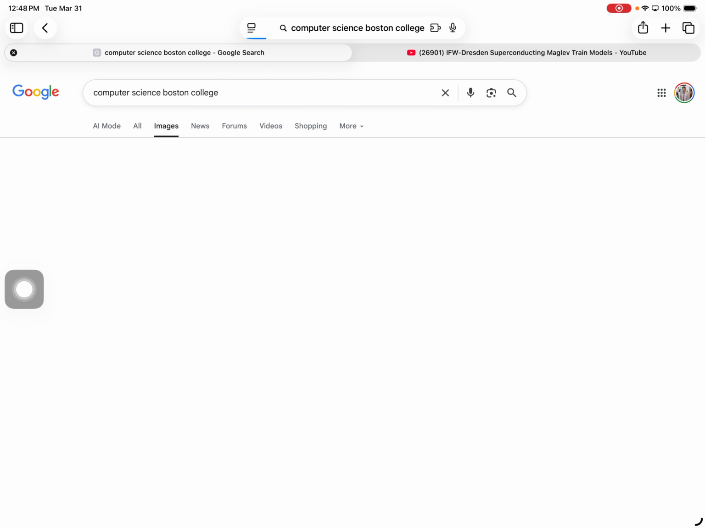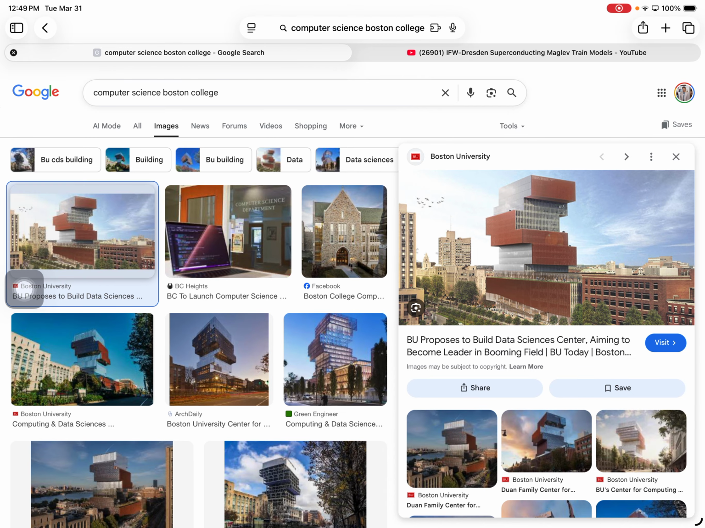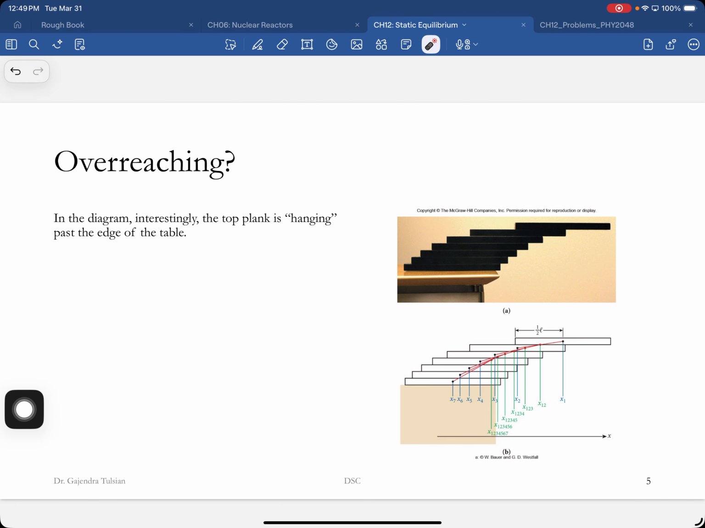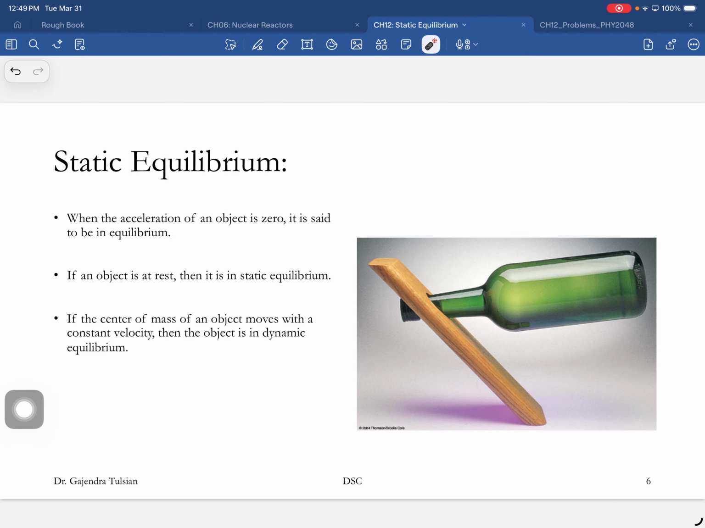See that building? You can build structures like that as long as the center of gravity of this part is behind the edge, you're good. So you can see a lot of buildings like this. There's a nice picture. This object is in static equilibrium. The center of gravity is above the footprint. Okay, you saw that.